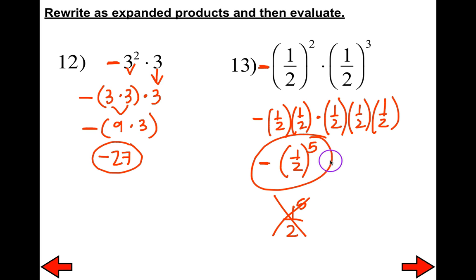But I'm not done. I'm supposed to also evaluate it, so let's multiply it out. 1 times 1 times 1 times 1 times 1 is just 1. Here, I'm going to say 2 times 2 is 4. This set, 2 times 2 is also 4, so that would give me 16. 16 times 2 is 32. However, I also need to make sure I don't forget about that negative sign right out here, so it'd be negative 1 over 32.